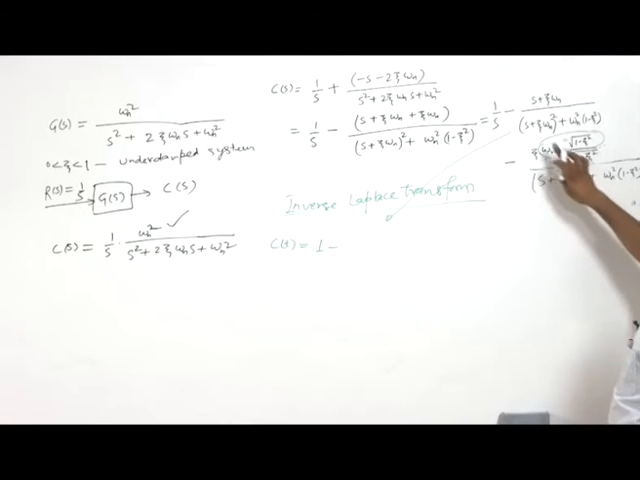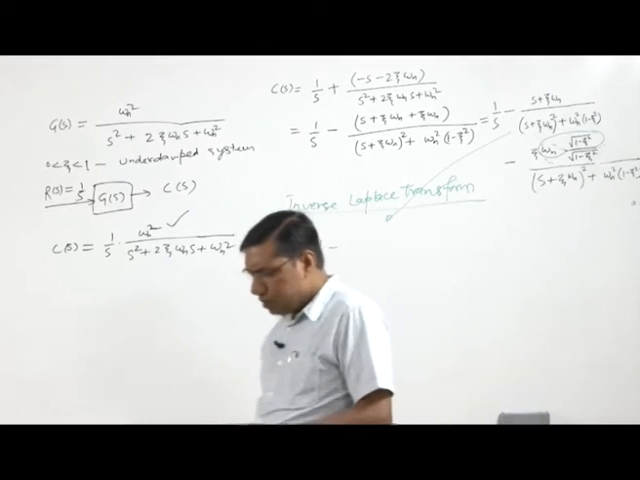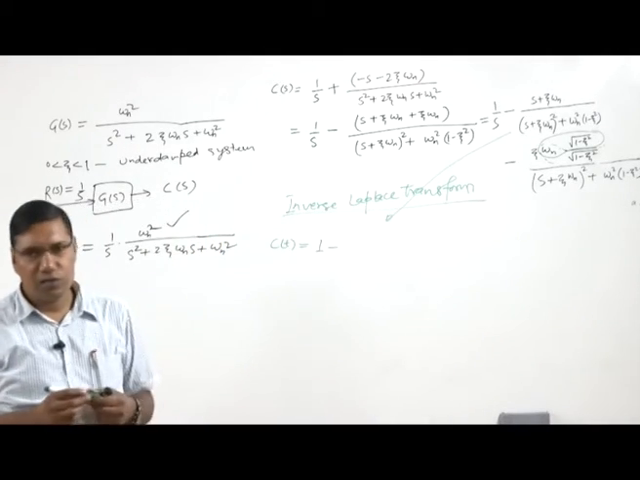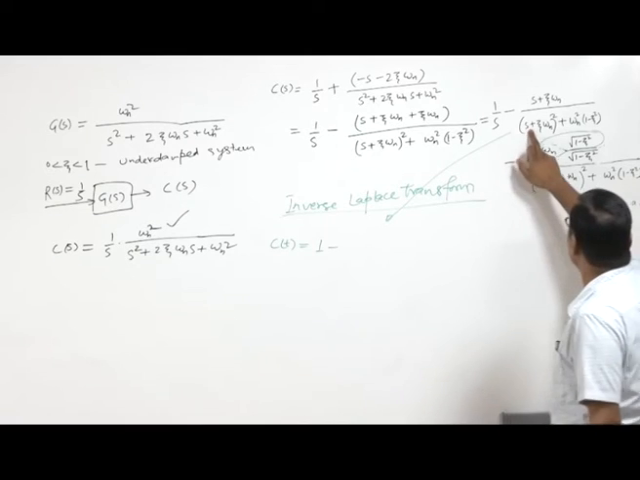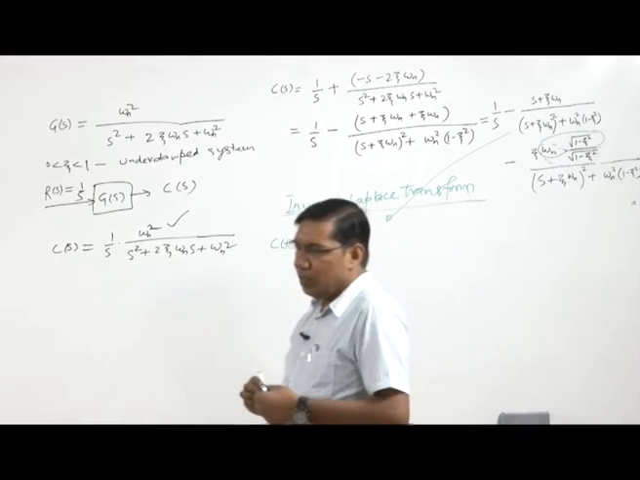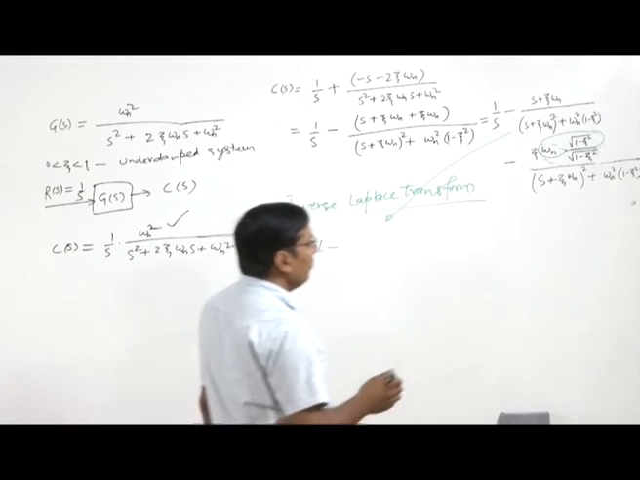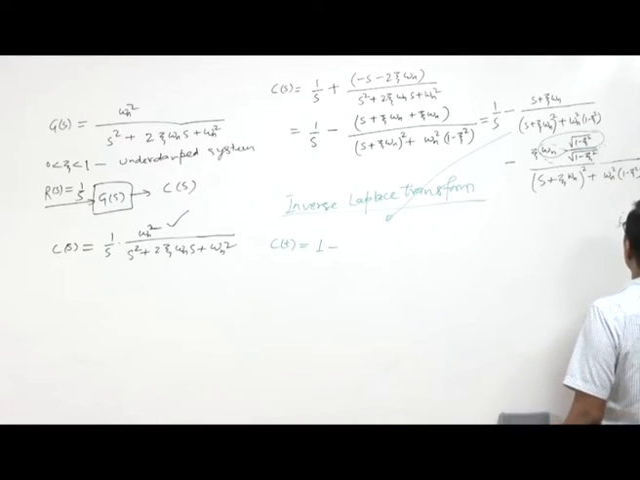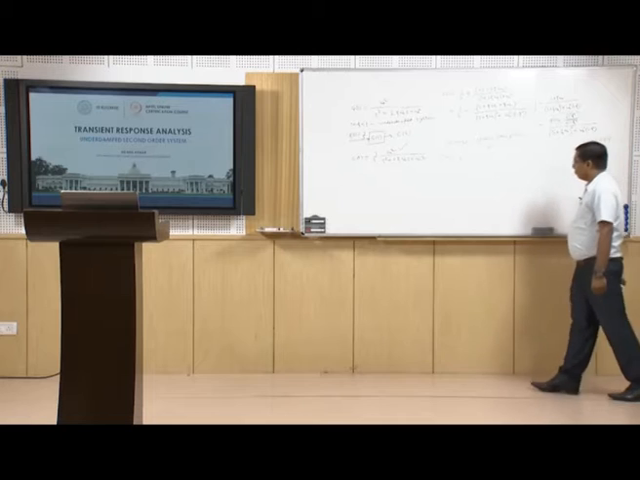Here a is this, s upon s square plus a square. Its inverse Laplace is cos at, and with s there is minus zeta omega n, so it will bring another term, that is e power minus bt. So if we say b equal to minus zeta omega n, it will be cos a t into e power bt.